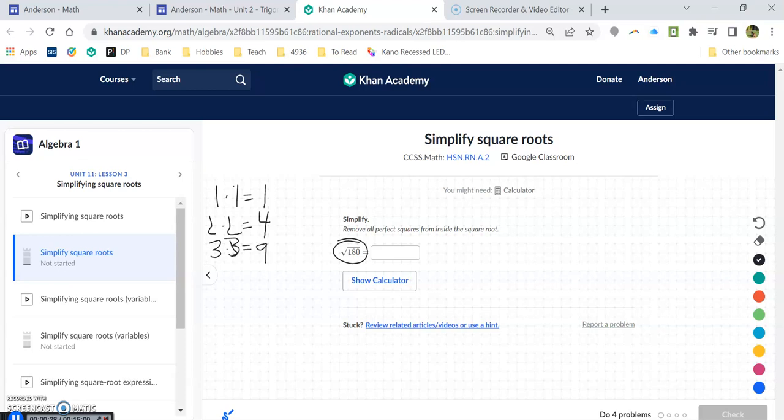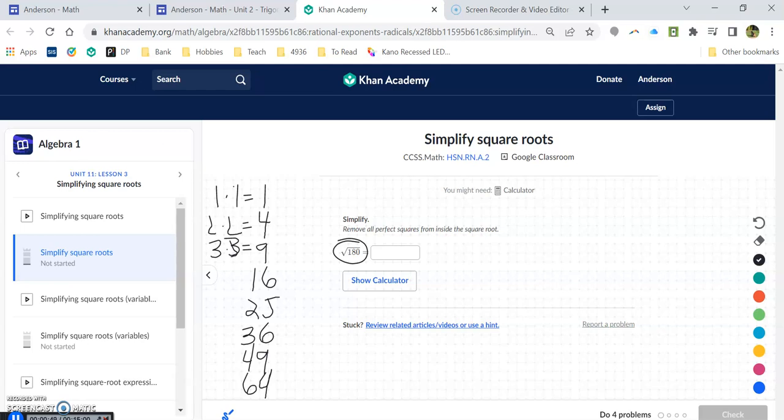Sorry, this board doesn't really work very well. And so forth. So 1, 4, 9. I'm just going to do the numbers right here. 49. I'll do one more. 8 times 8 is 64. Should be enough right there.